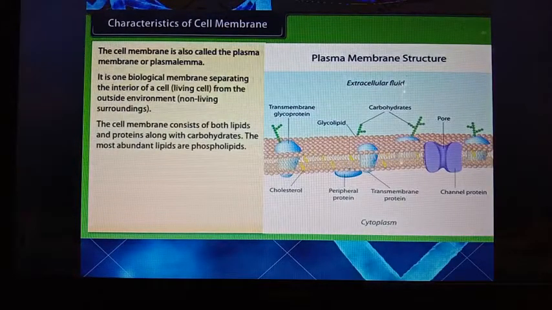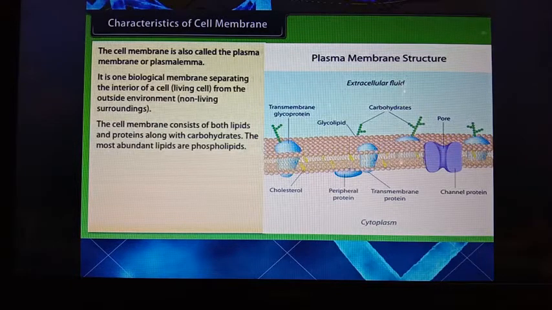First is cell membrane. Cell membrane is also known as plasma membrane. It is a thin membrane that surrounds every living cell. It is present in both plant and animal cells. It mainly separates the interior of a cell from outside environment. It is living, delicate, and selectively permeable membrane.